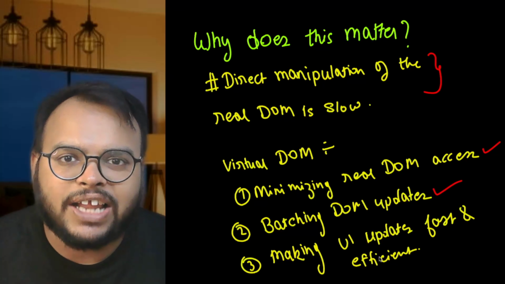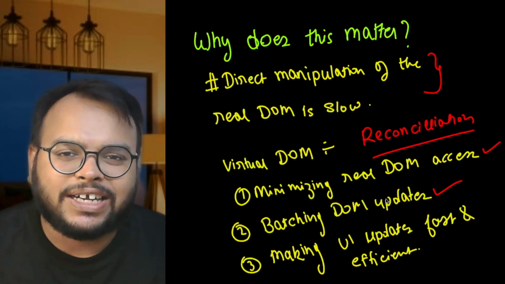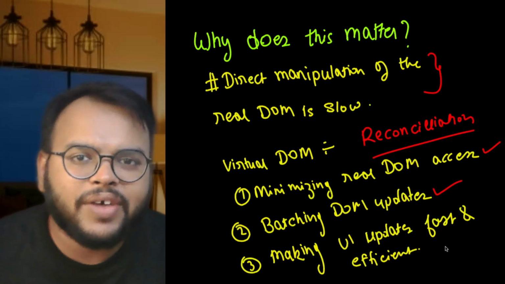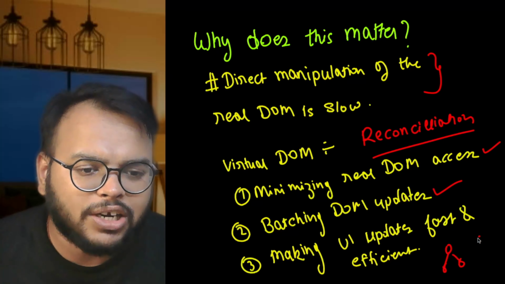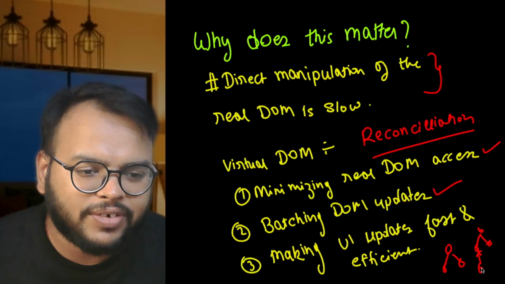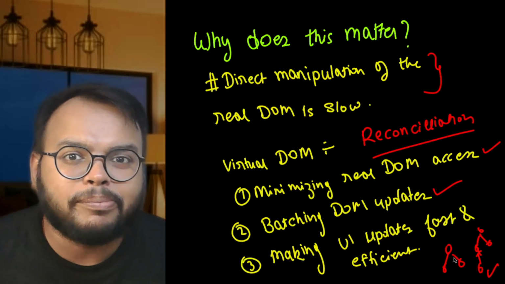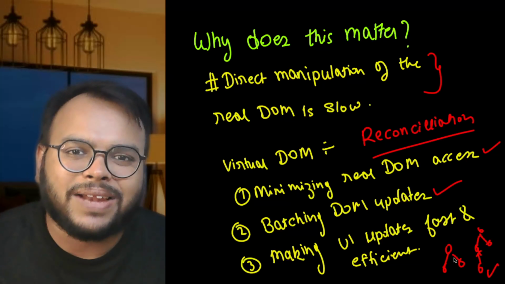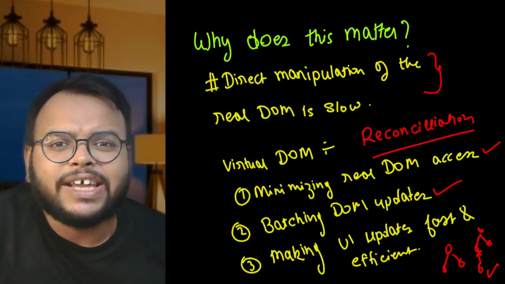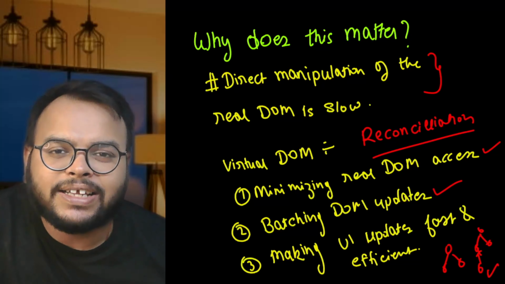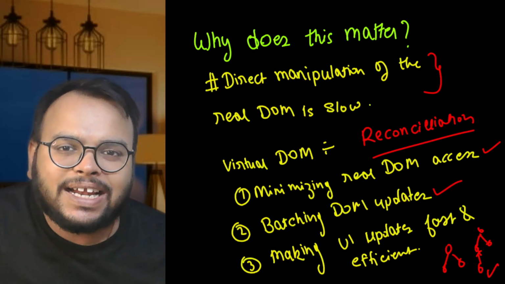updates fast and efficient. React uses a strategy called reconciliation where it compares the virtual DOM tree before and after the state changes, calculates the minimal set of changes and applies them efficiently. You can think of it as editing the blueprint instead of rebuilding the entire house. Let's understand this with some code.